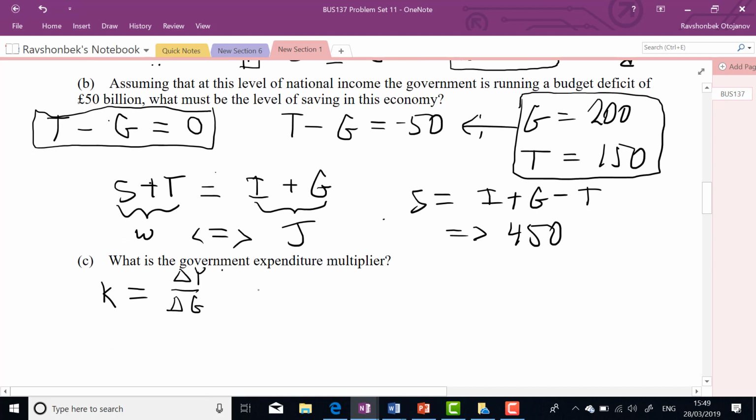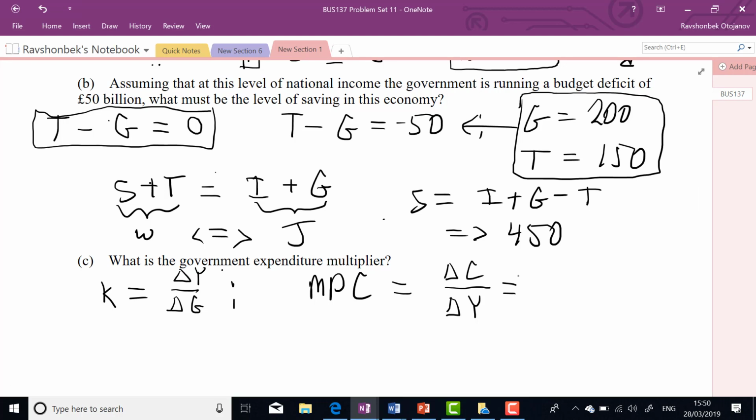So in that case, we can work out the marginal propensity to consume. And if we know the MPC, then we know the rest. What's the MPC? What's the formula? It's the fraction of income we spend on consumption.